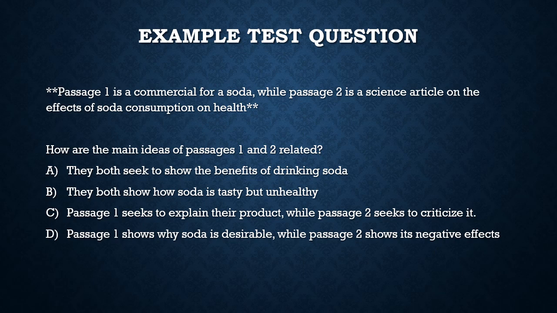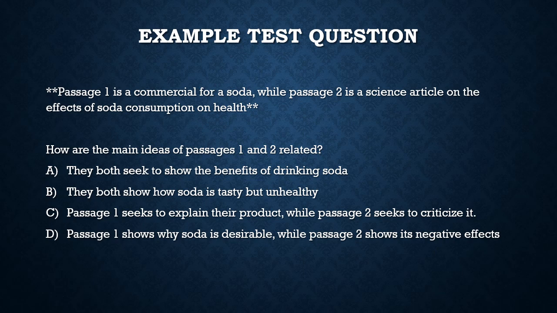And then we have C: Passage 1 seeks to explain their product, while passage 2 seeks to criticize it. This one so far has been our best answer, but we will read D here in a second as well. The only thing I will say about this is that with the wording here, it might be a little bit tricky because passage 1 isn't necessarily explaining what's in their product or anything like that. They're just trying to sell it to you. And passage 2 isn't necessarily trying to criticize it, it's just trying to explain the health benefits. So that's where the wording of answer C might be a little tricky. But we'll read D here.